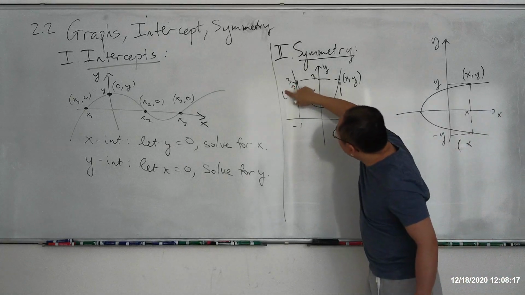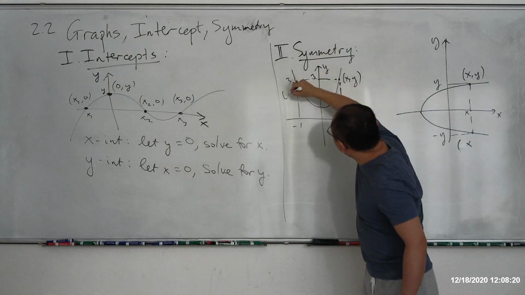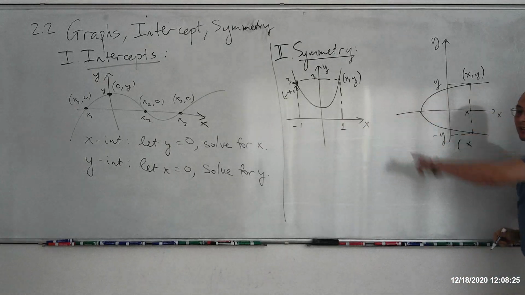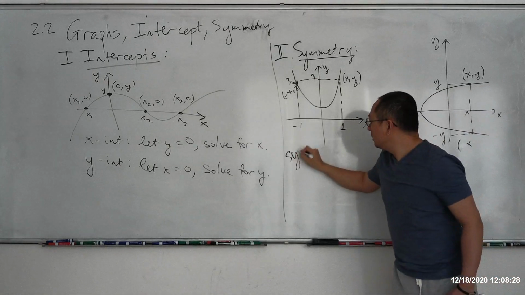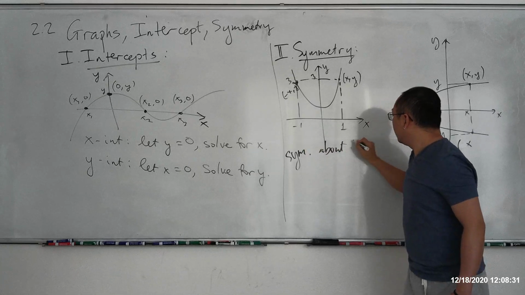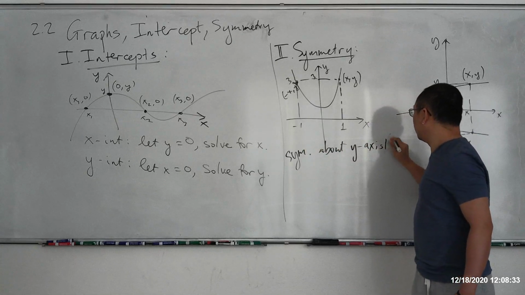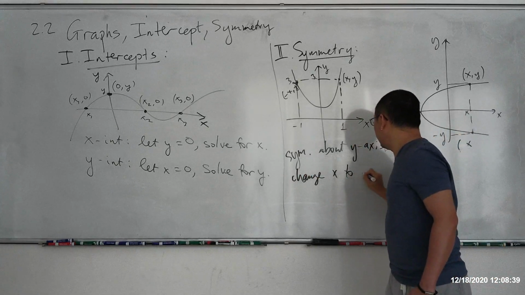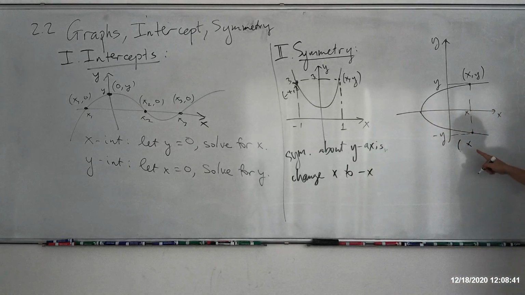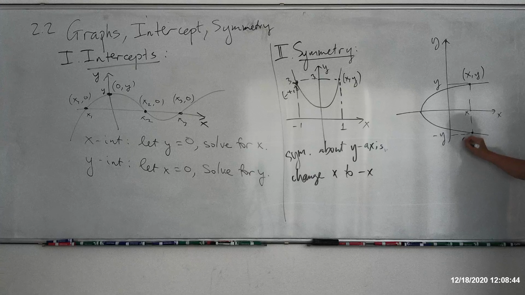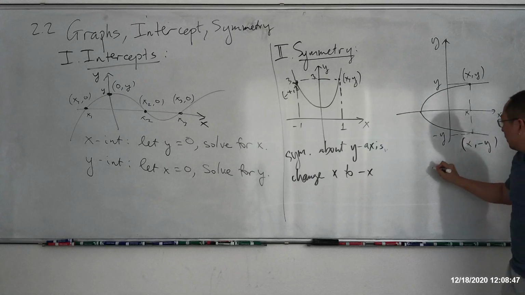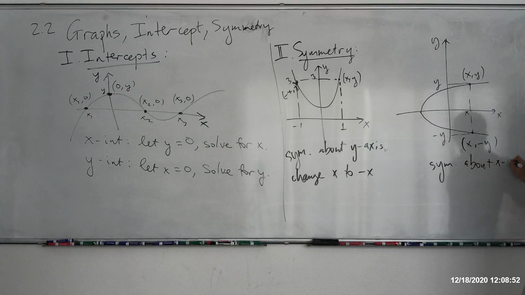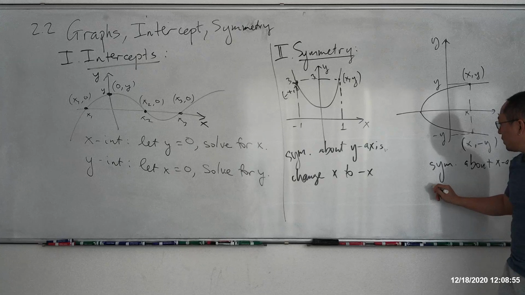I was wrong in here. Excuse me, fix that for me. For the y-axis, this is going to be negative x comma y, right? You flip over. This is x or negative x. Fix that first part for me. This is symmetrical about the y-axis. What do we do? We change x to negative x. And for the second one right here, we are changing y to negative y. So for symmetry about the x-axis, you change y to negative y.